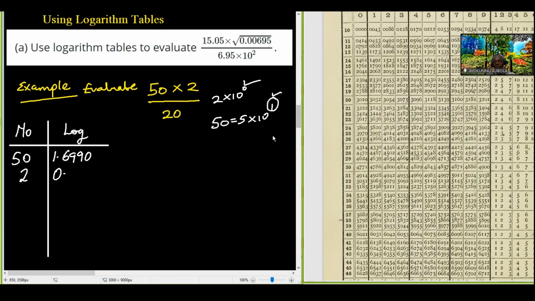With that, we're going to look for 20 under 0. So log 2 and log 20 will have the same value. So that will be 3010. That's what I'm going to write there. So this will be 3010.